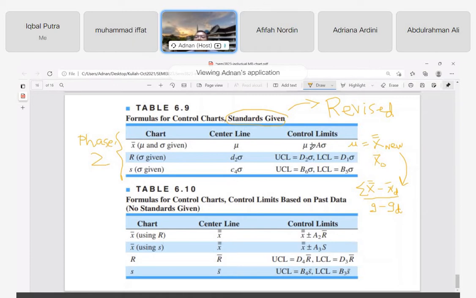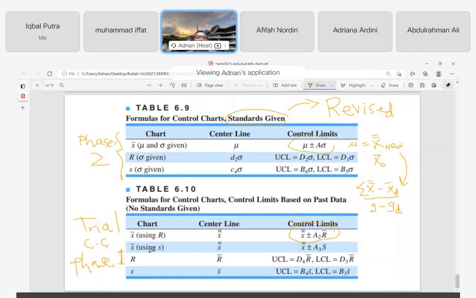X plus minus A sigma 2. Previously, it was like this. This is basically where we say that no standard is given. This is a trial control chart, or we can say phase 1. In phase 1 we use A2, but when we revise, we use this value.